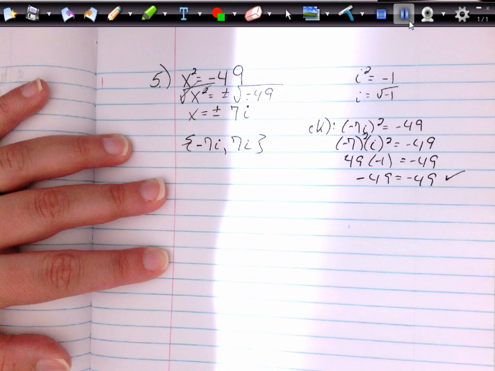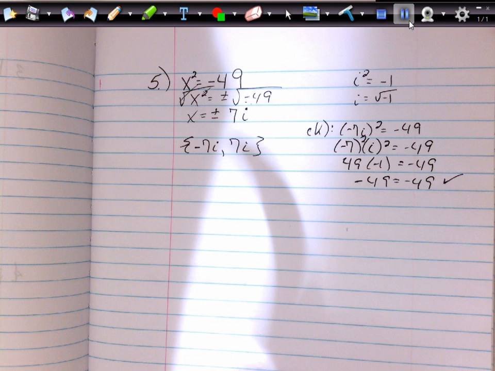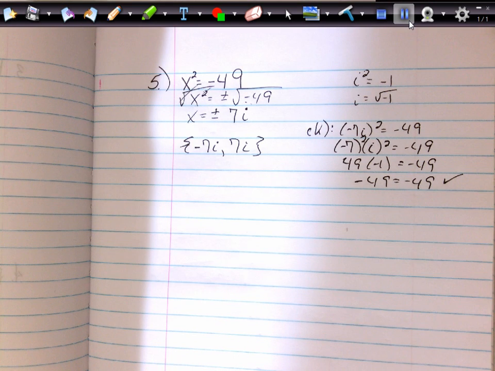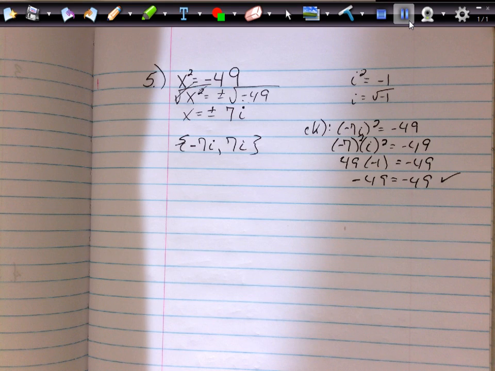So that checks out. And we're only going to do this one part of the check because it works exactly the same way if you have a positive 7i. Please make sure you have the answer in that part of that check written before you move on.